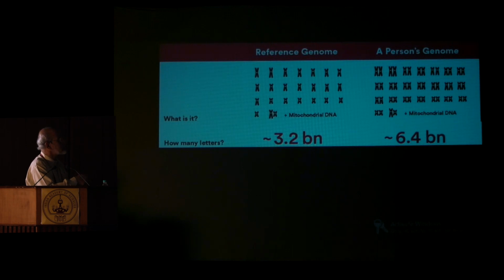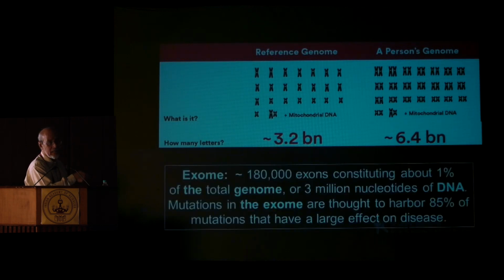We also sometimes do not study the entire genome. I'm also going to use the words whole genome sequencing and exome sequencing. When we talk about the exome, this is about 180,000 exons of genes that participate in the production of proteins and constitute about 1% of the total genome. In other words, if you're going to sequence the exome, we have to sequence 3 million nucleotides as opposed to 3 billion nucleotides.